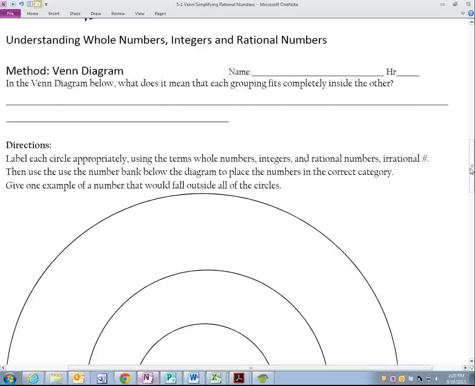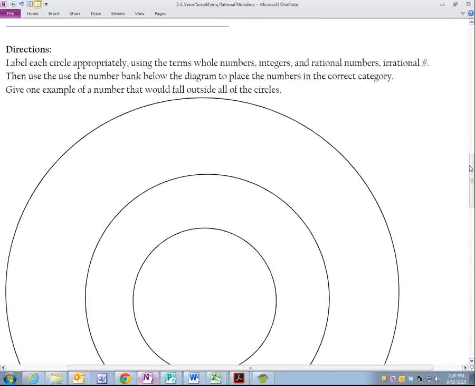Understanding whole numbers, integers, and rational numbers. Continuing the method with the Venn diagram. In the method, or we're going to skip that and go back to that question, actually. No, we're going to go back to it, because I want us to practice with it before we answer that question.